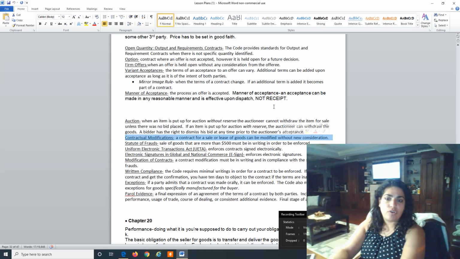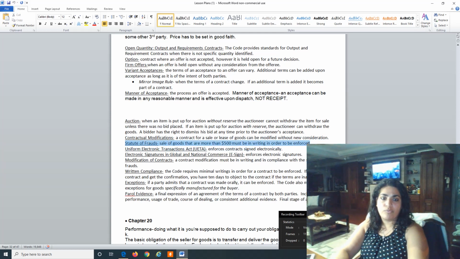Statute of frauds, this should ring a bell to you. Anything that you're contracting over that's more than $500 must be in writing in order for it to be enforced. So if you're going to be contracting over anything in excess of $500, it must be in writing in order for it to be enforced. That's the statute of frauds. Actually, that's something that you should write down. Write this down, know it, what a statute of frauds is. Must be in writing in order for it to be enforceable. E-signing, don't worry about that.